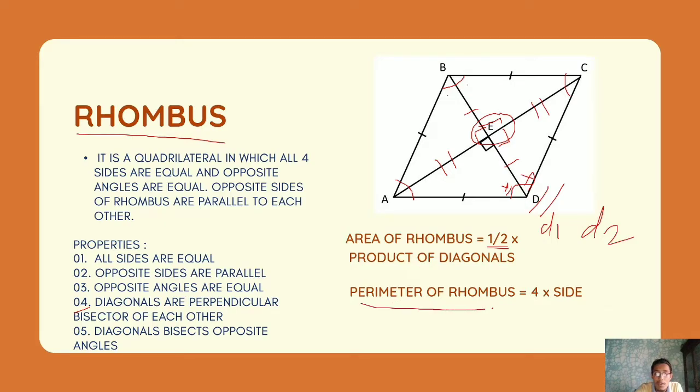Now how to find perimeter? As this quadrilateral also has 4 equal sides, we can find its perimeter easily by using this formula, 4 into side. So this is about rhombus.